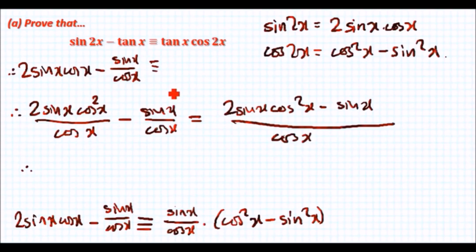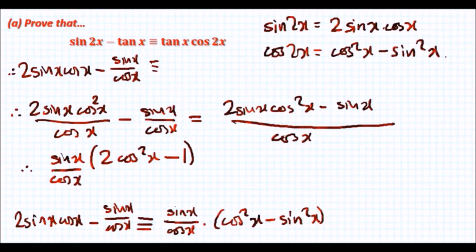So factorizing sine x, what do we get? We get sine x outside, and inside the bracket, we're left with 2 times cos squared x minus 1. Okay, excellent. Now, we've actually got a solution. One of the other equations for cos 2x is cos squared x minus sine squared x. If we let sine squared become 1 minus cos squared, we will actually get 2 cos squared x minus 1. So yes, guys, this term right here is actually cos 2x.